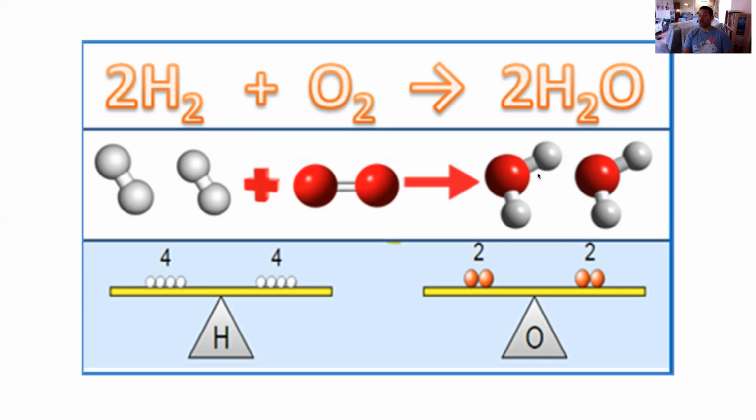And how many waters would I make if I had 4 H2s? Well, it's a 2 to 2 ratio. So however many H2s I have, that's how many H2Os I'm going to make.